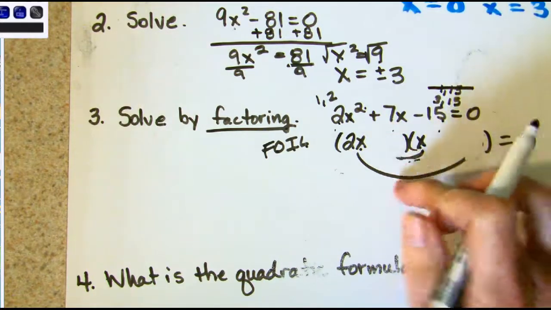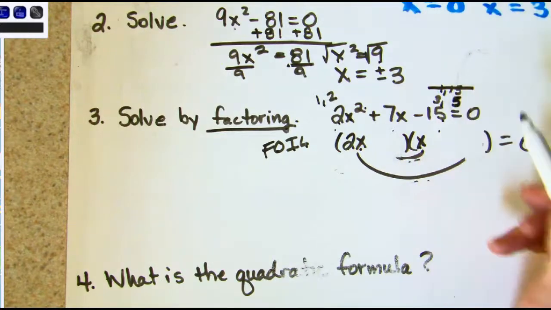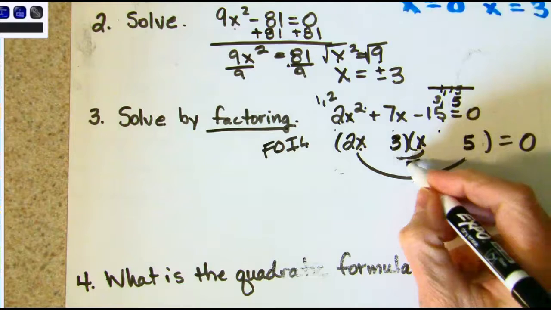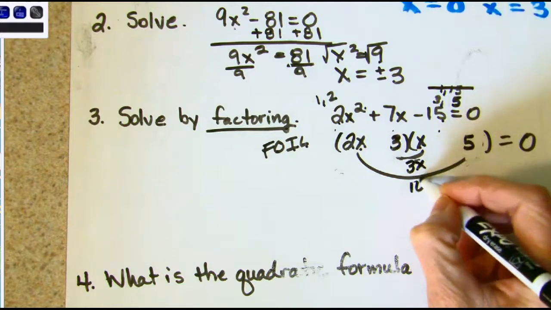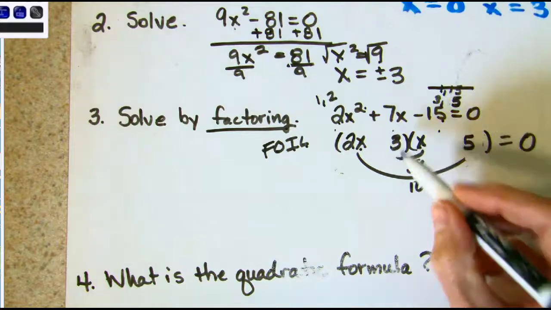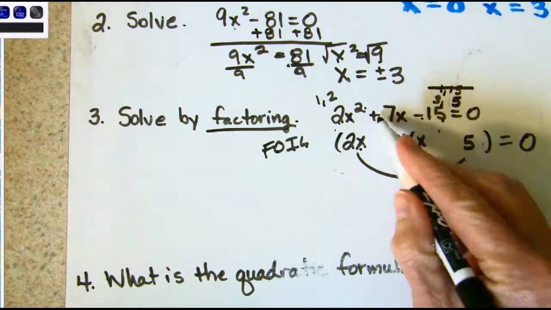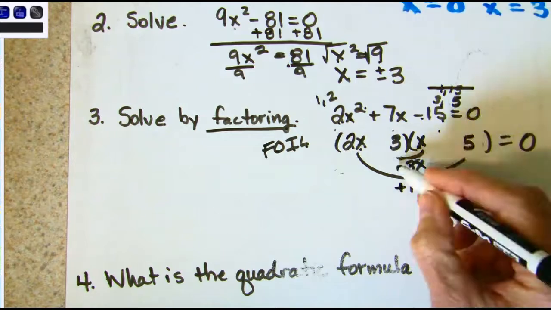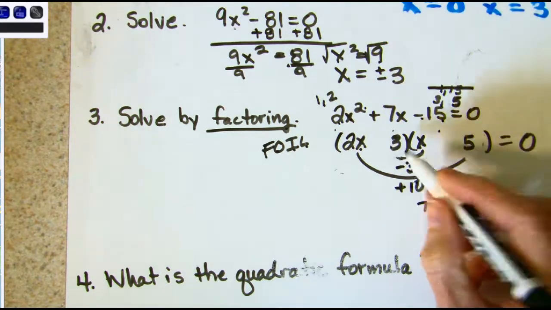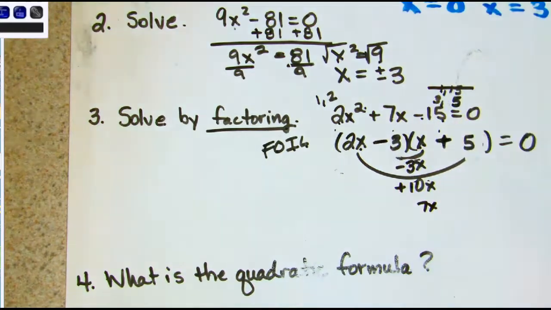So then we go to 3, and that should be a 5, not a 15, 3 and 5. So if I put the 5 here and the 3 here, I get 3x and I get a 10x. Now if I think about this, I can get a 7. If this is negative, these have to be opposite signs. That's positive, so the big number takes the sign and the 3 will take the negative. That will give me 7x. So the 3 is negative and the 5 will be positive.